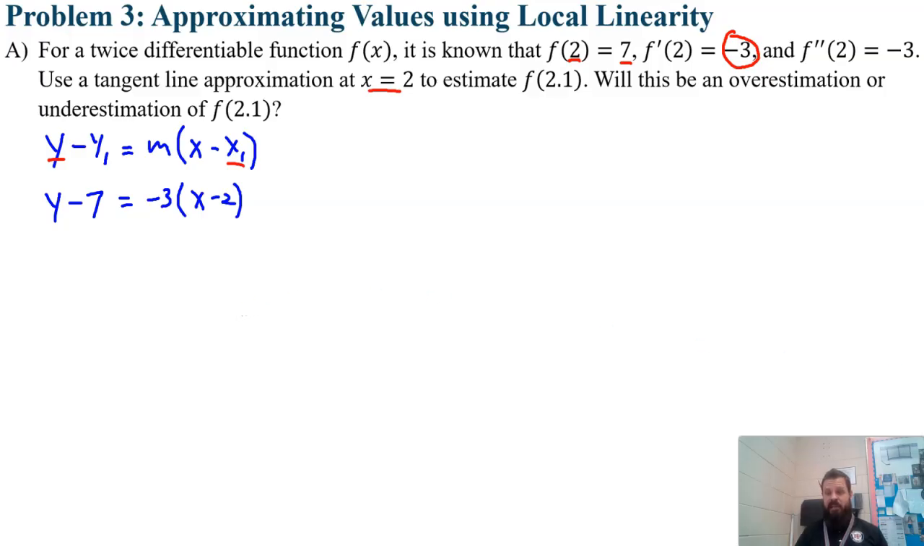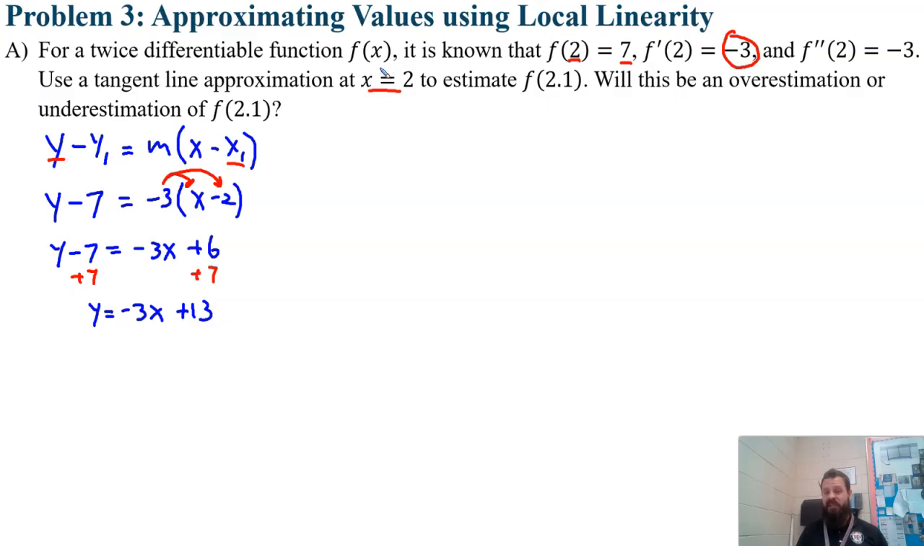All right, so there is my tangent line. Probably going to be nicer to plug things into the point slope form, so let's go ahead and solve that for y. Y minus 7 is equal to -3x plus 6. And then add the 7, add the 7. That's going to give us y is equal to -3x plus 13. Okay, so that's going to be a line that's tangent to the graph at x equals 2. And what we can use that for is to make approximations of our f at values close to 2.